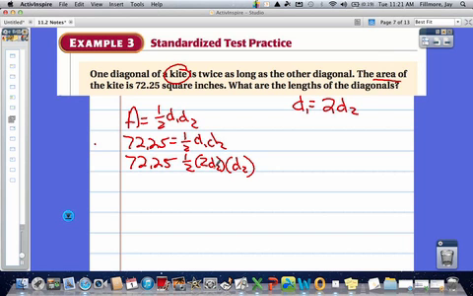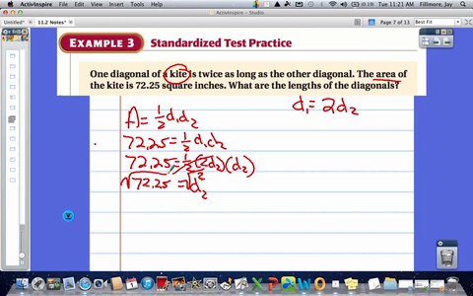Simplifying, the 1/2 and the 2 cancel, so I have d2 times d2. D2 times d2 is just another way of saying d2 to the 2nd power. It looks kind of funny because you have 2 2's here, but it's d sub 2 to the 2nd power. To get rid of a square, we take a square root. So we need to find the square root of 72.25.